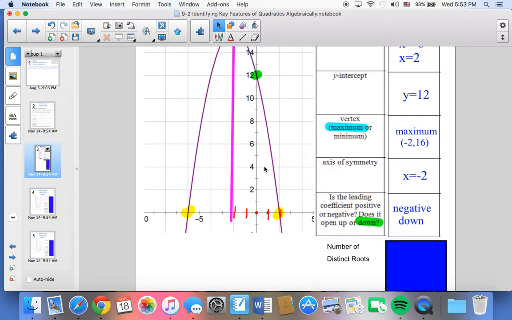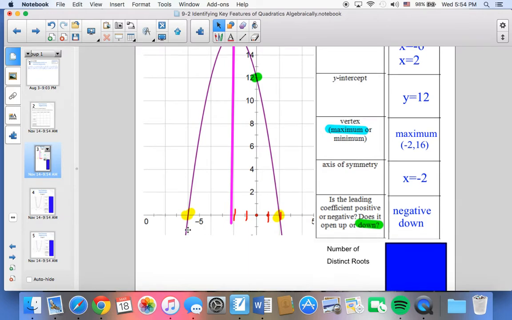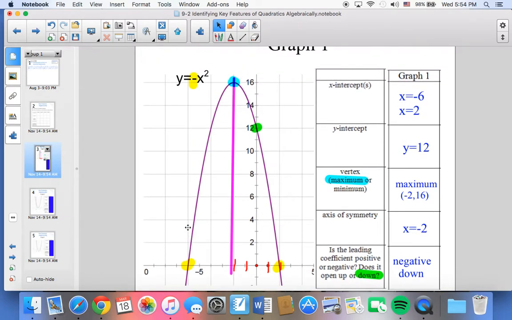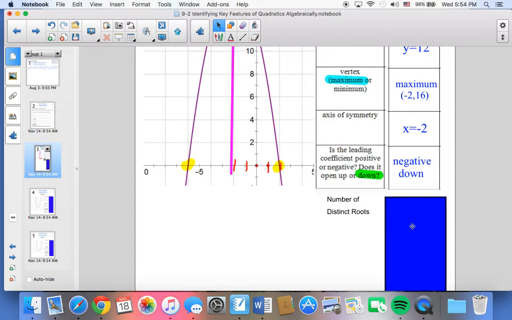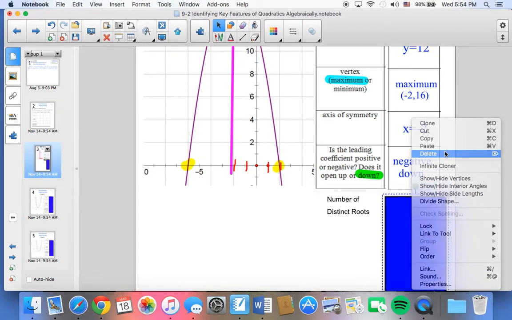And the last question, I don't think you have it on your chart. Oh, no, you do. But it's number of distinct roots. How many different, that's what distinct means, how many distinct roots do I have? Well, we know that our roots are our x-intercepts. So I have 1 at -6 and 1 here at 2. So the number of distinct roots that I have is 2.